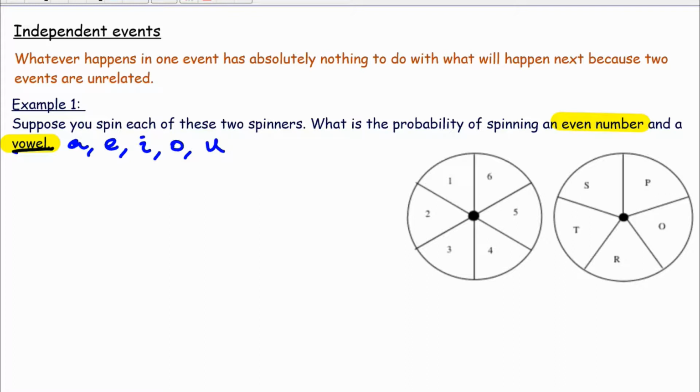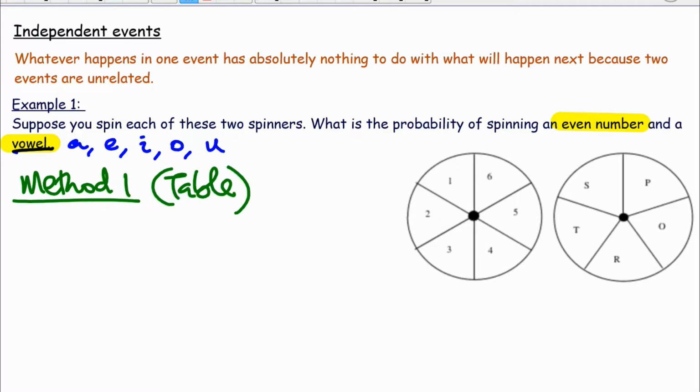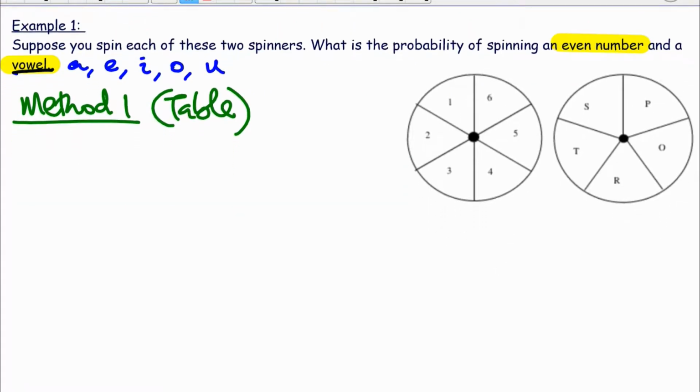What is the probability of spinning an even number and a vowel? And these are vowels here, the ones that are listed here. And we can see that we only have one vowel in the second spinner. Anyway, so I'll use two methods. Method one, I'll use a table. So basically I'm going to list the possible outcomes in a table.